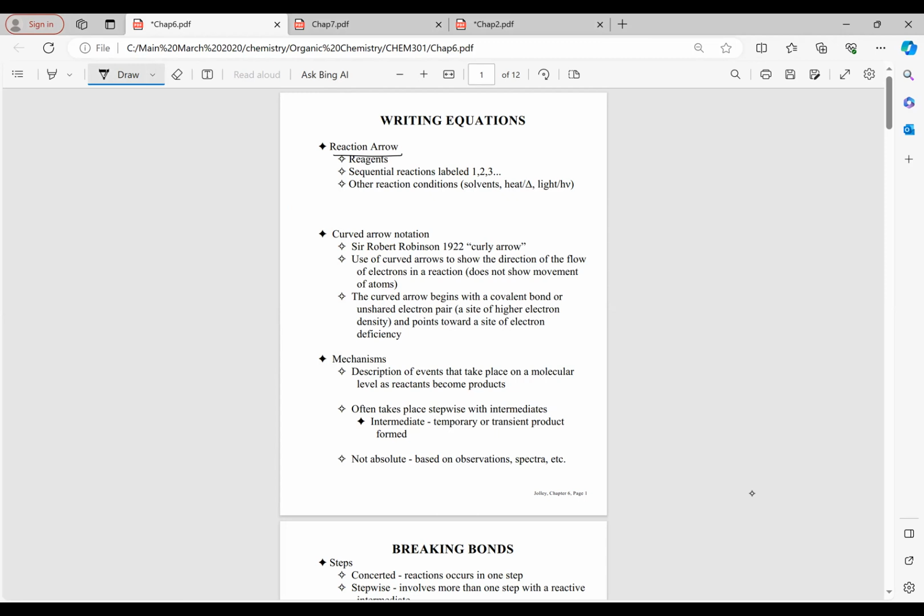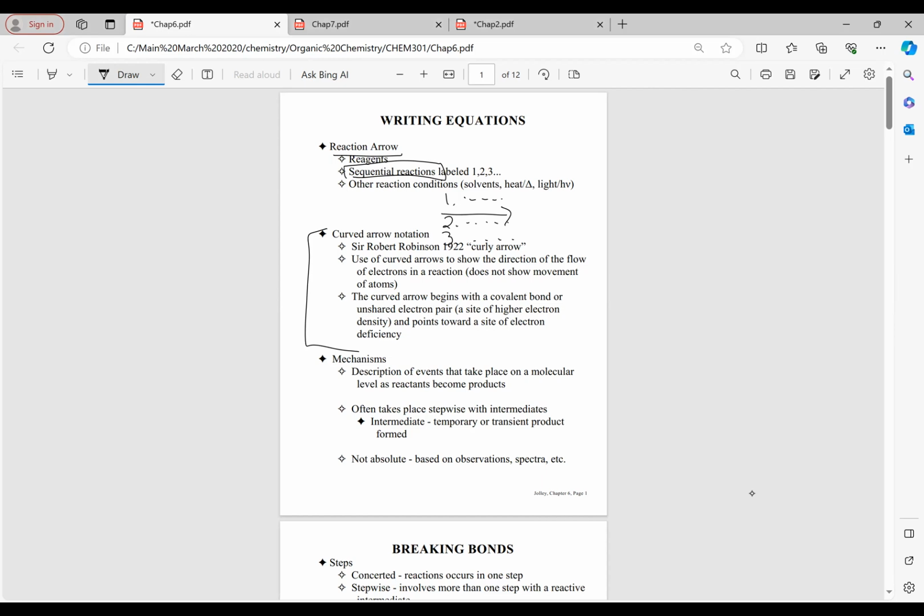I wanted to point out one thing though, sequential reactions. What that means is I could say do number 1, okay? And then to those products do number 2, and then to those products do number 3. That's all I mean by sequential. We get really shorthandy and we put them all above the reaction arrow. We've already done the curved arrow, and remember that is called a mechanism.